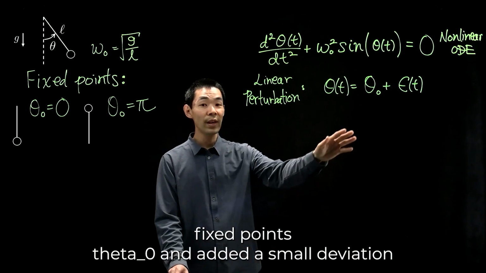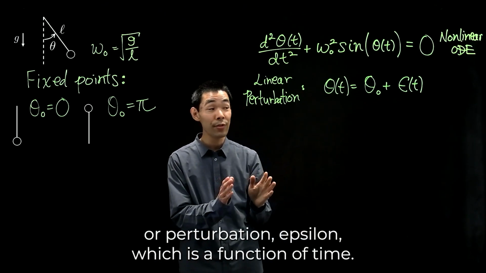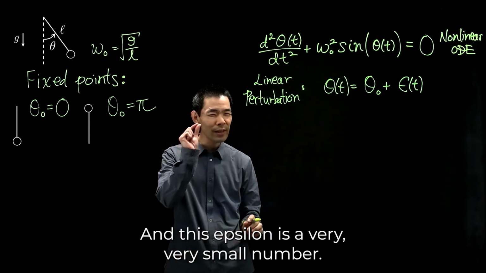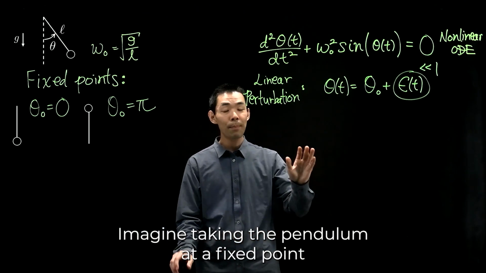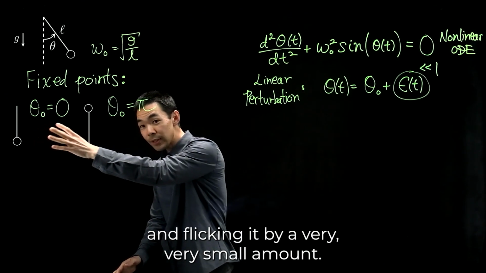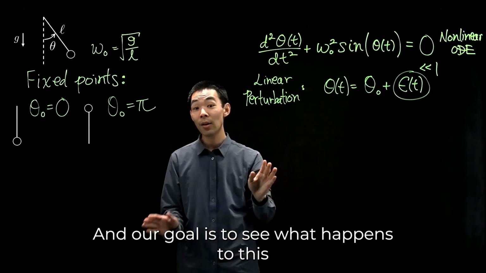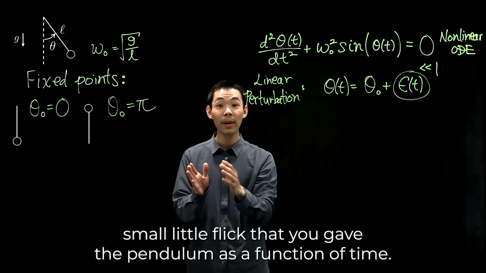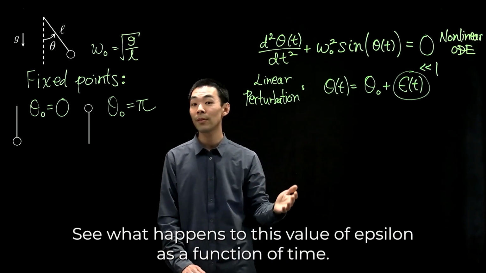We have taken the fixed points theta naught and added a small deviation or perturbation epsilon, which is a function of time. And this epsilon is a very, very small number. Imagine taking the pendulum at a fixed point and flicking it by a very, very small amount. That's what this value of epsilon represents. And our goal is to see what happens to this small little flick that you gave the pendulum as a function of time. See what happens to this value of epsilon as a function of time.